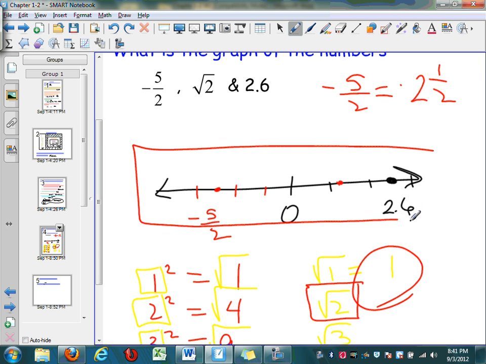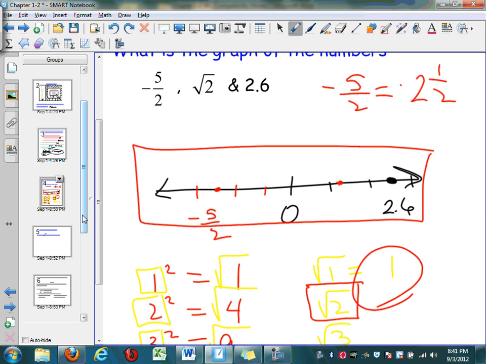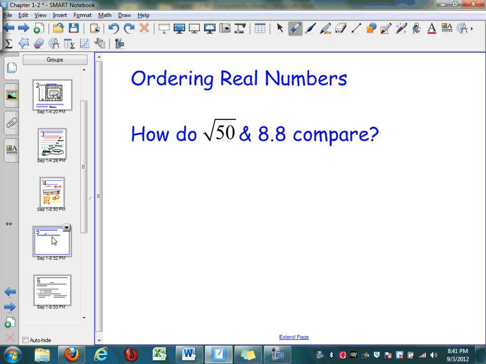So this is the number line that I would be expecting you guys to use and how you would graph them. Again, I don't mean to insult your intelligence if this is below you. I'm really sorry. You're just going to have to get over the anger. Order real numbers. How do the square root of 50 and 8.8 compare?